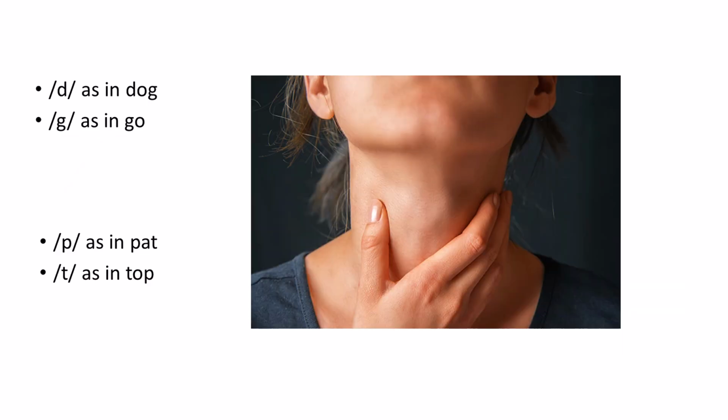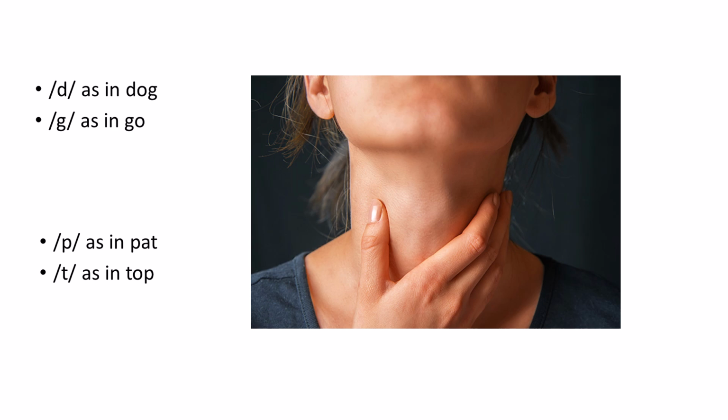Good. Let's try to understand further why the vocal cords matter a lot in our pronunciation. Here you can see a lady holding her throat or neck, and you can do the same thing. So hold your neck in the same way and try to pronounce these four phonemes or sounds: d, g, p, and t. You can feel that when you pronounce d and g, your vocal cords vibrate, whereas when you pronounce p and t, your vocal cords do not vibrate.